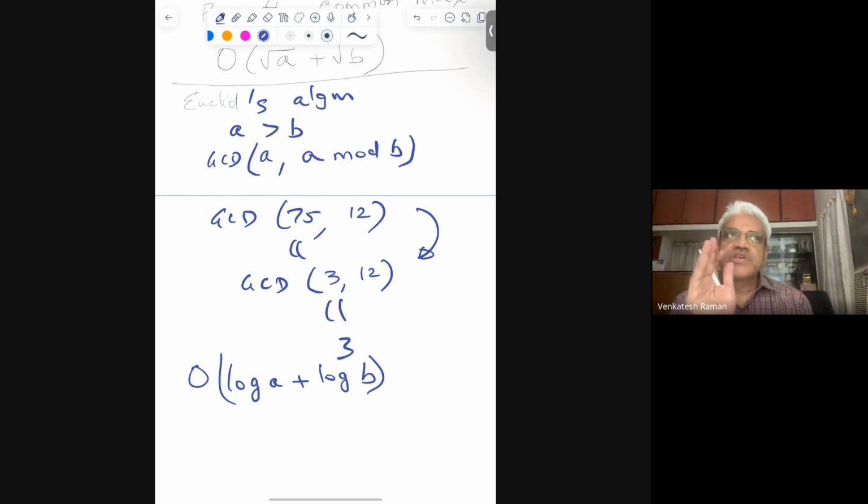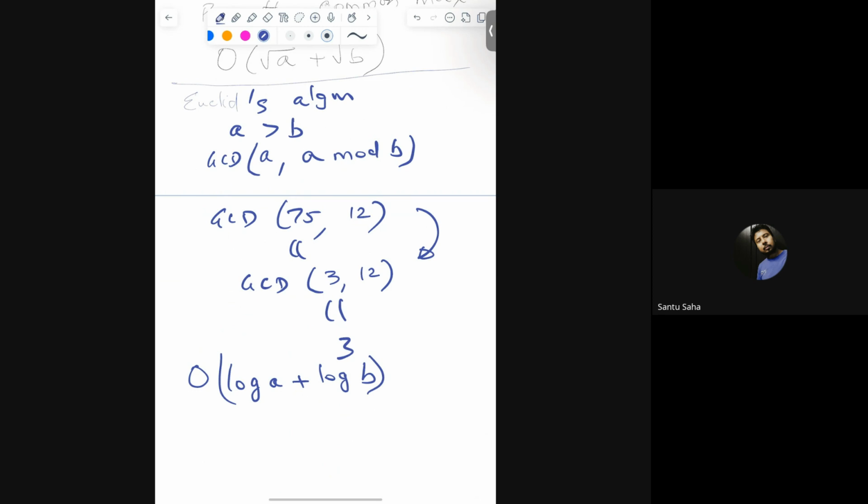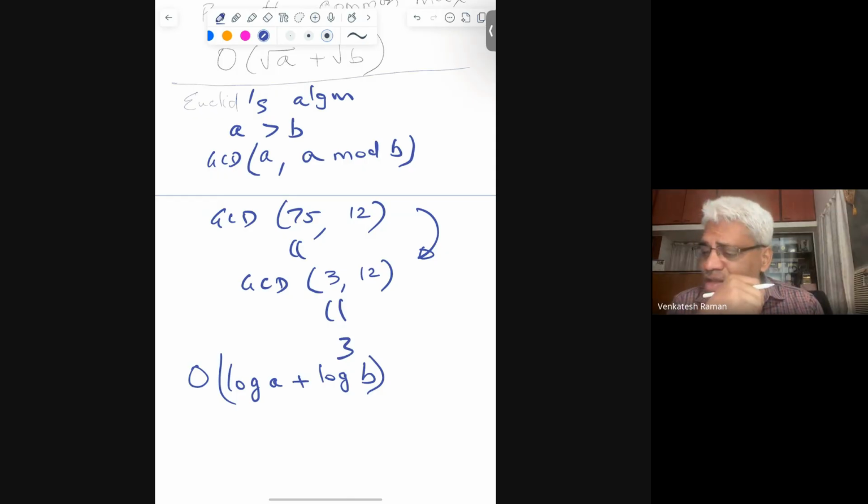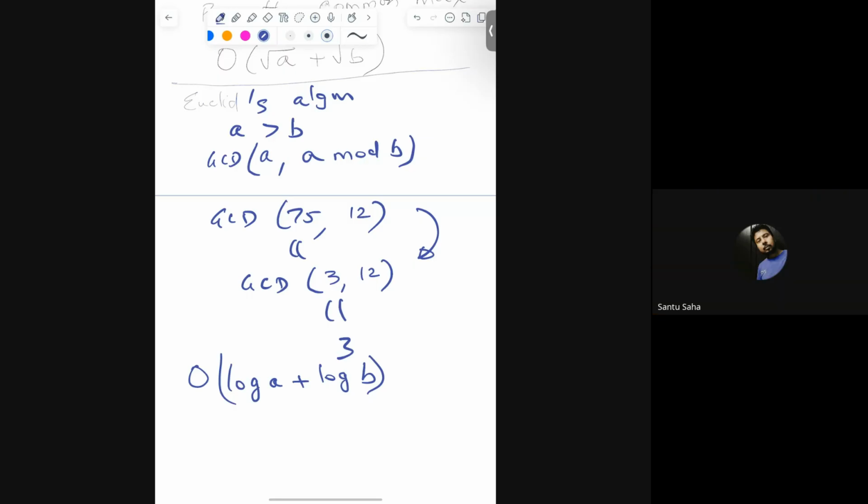This is one of the first algorithms, you can say. The complexity is log A plus log B because you quickly converge; your numbers become much smaller and smaller very quickly. Is it similar to how binary search works, in the way it's decreasing? Not really.